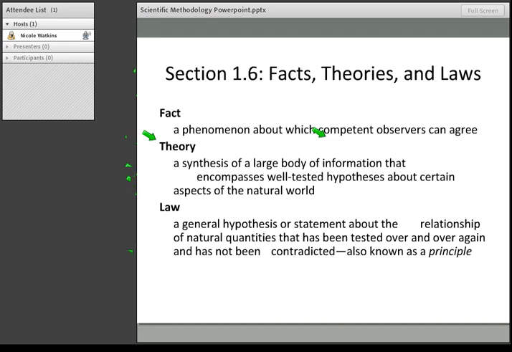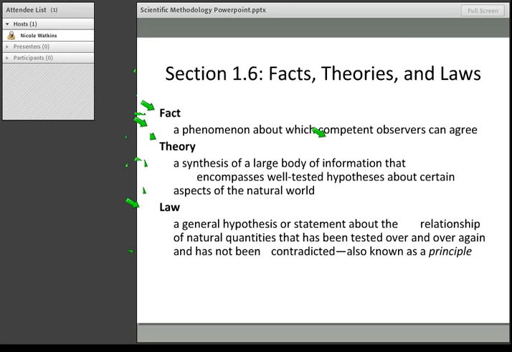Section 1.6 moves on into talking about the difference between facts, theories, and laws. And basically, this slide gives you the definitions of each one of these terms. I am going to be talking a little bit more in detail about theories in the next couple of slides. But an example of a fact is the limb of an amputated salamander. If you know anything about salamanders, and if you cut off their limb or their limb comes off in the fight and flight response, it can grow back. That is a fact. It is a fact because it's a phenomenon about which observers can agree. We can see that. It does happen.